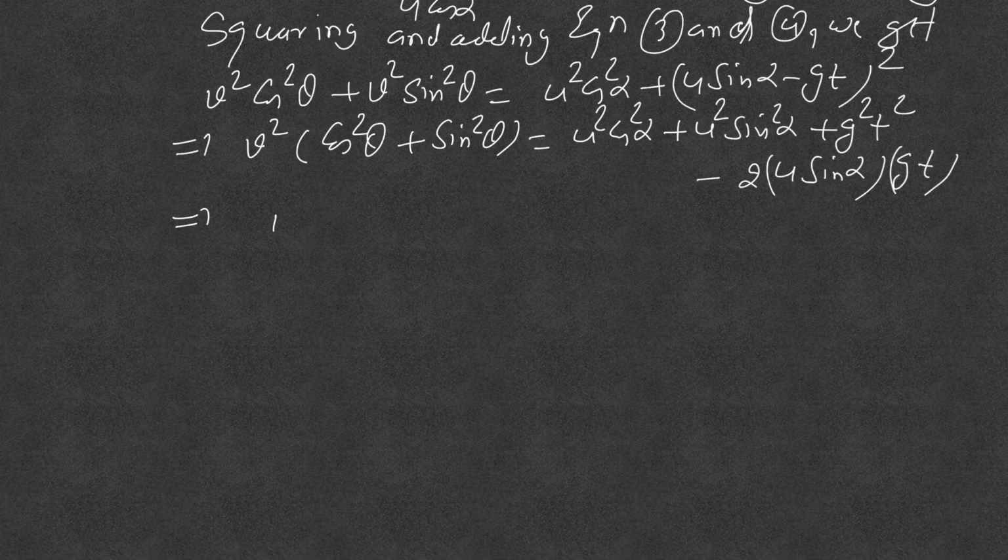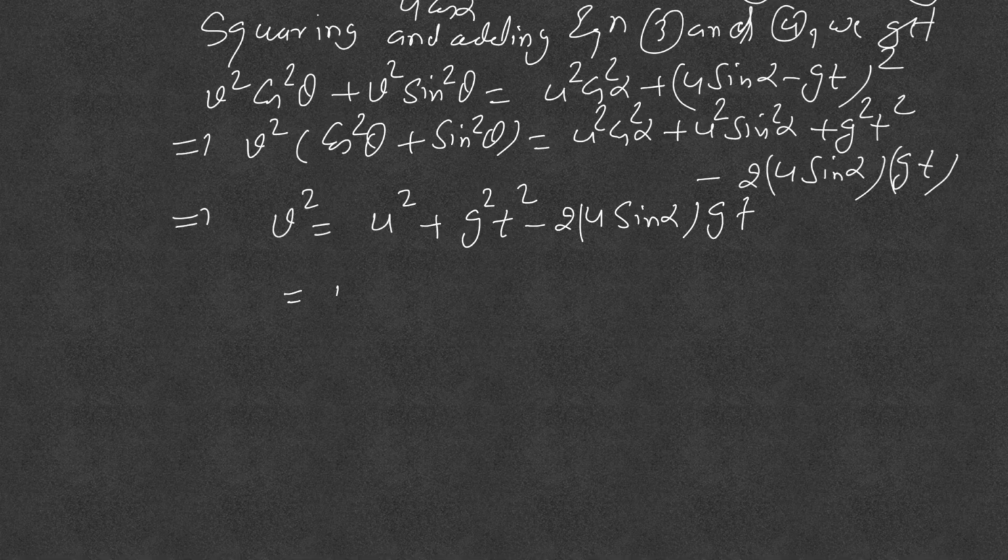So this implies that v square is equal to this, and so is the case with u square, because sin square alpha plus cos square alpha is again 1. So this will be u square, and then we can write g square t square minus 2u sin alpha gt. Next is u square. I have taken minus 2g common from these two terms, so this will be g square t square minus 2g.